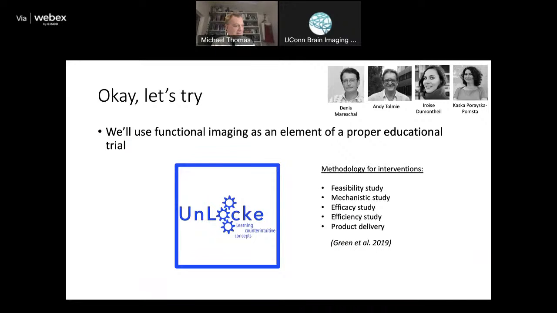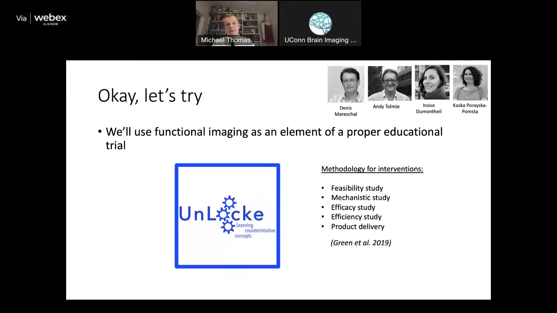Okay, so I need to speed up a little bit here. I'm going to talk about a project that we've been involved in, which is almost coming up for a decade now. This is really trying to do a proper educational trial to test an intervention and use brain imaging as a part of that. Now, if you're going to do that, it's going to take a long time.